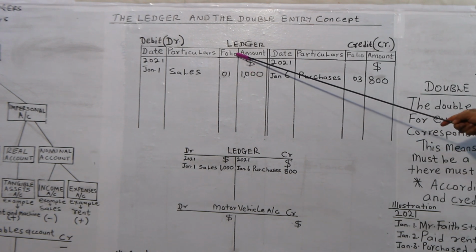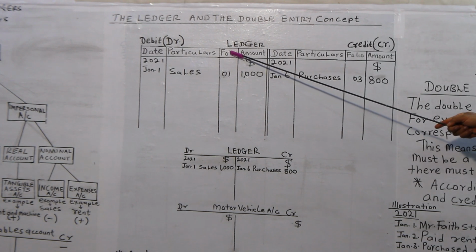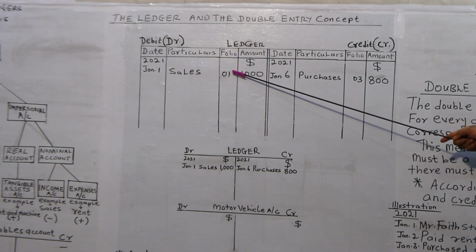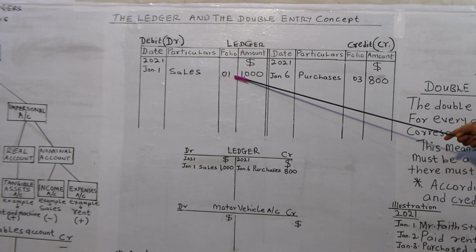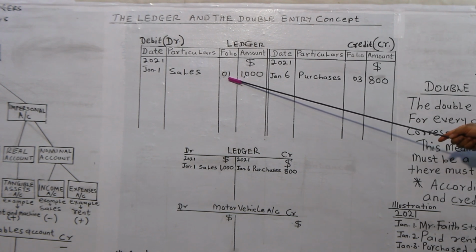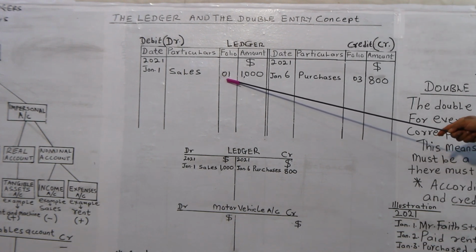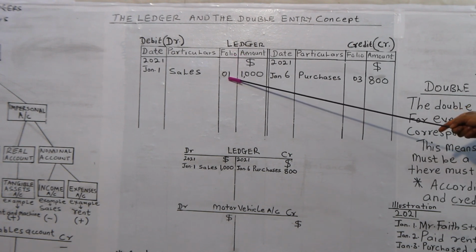The folio is for reference purposes, and the folio number is a number that is used in accounting to identify an entry in the journal or ledger. With this number that is here, you can easily trace this transaction to the book of original entry. That is the first place that the sales was recorded before it was transferred to the ledger. So the folio is for reference purposes.